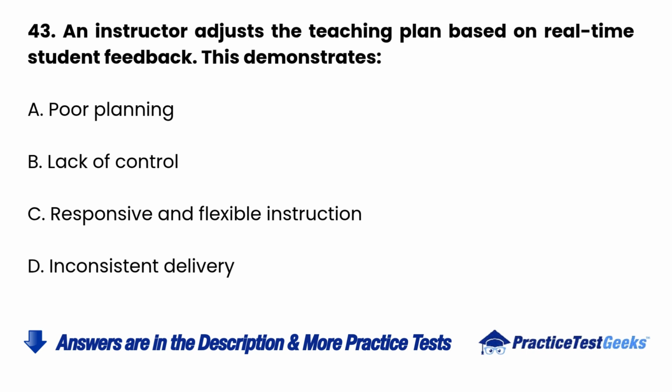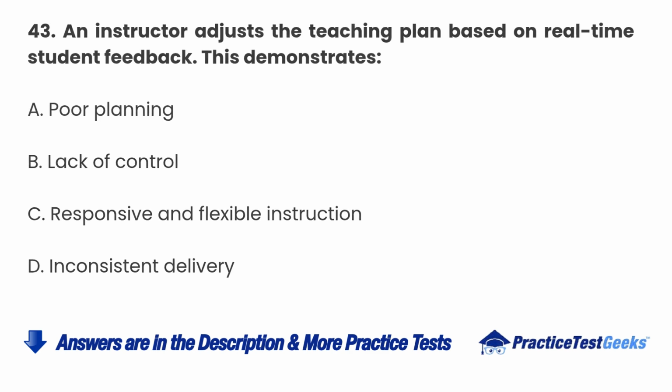43. An instructor adjusts the teaching plan based on real-time student feedback. This demonstrates A. Poor planning. B. Lack of control. C. Responsive and flexible instruction. D. Inconsistent delivery.